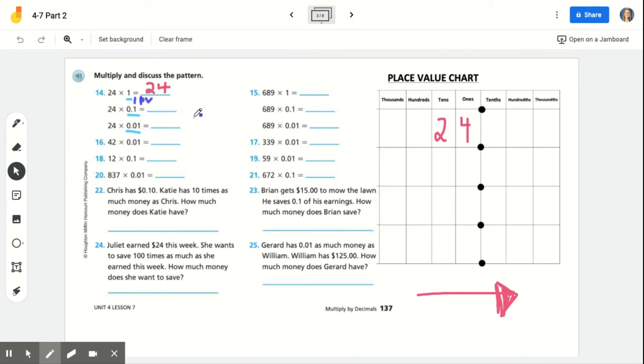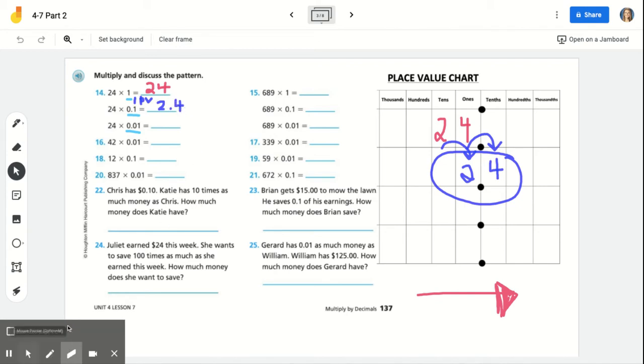1 PV to the right, starting with the 4 goes from the ones to the tenths, and the 2 goes from the tens to the ones to get our final answer of 2 and 4/10. Go ahead and write that into your book. 24 times 1/10 gives us 2 and 4/10. Great. Go ahead and erase the second row, but keep 24 in there.